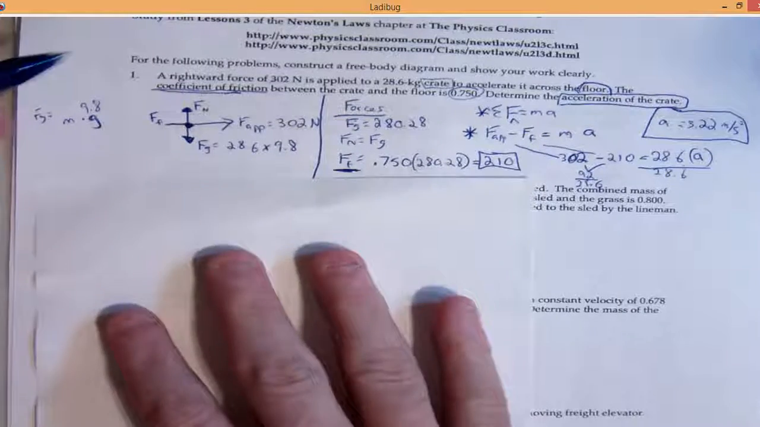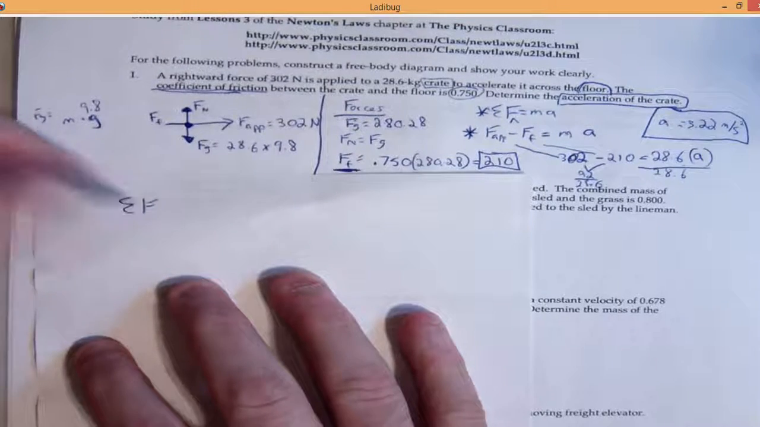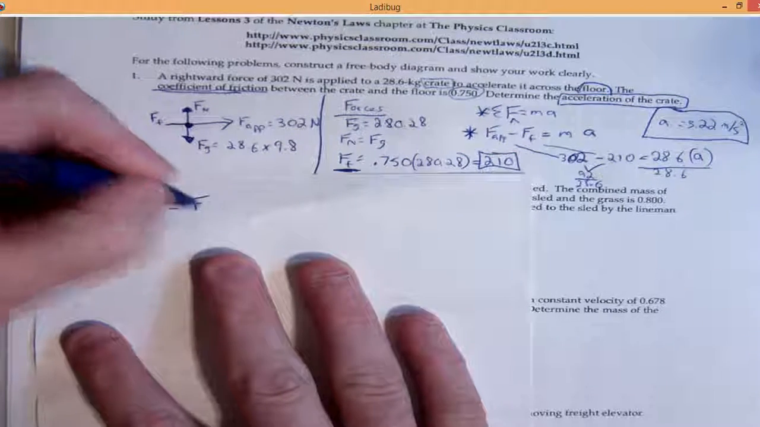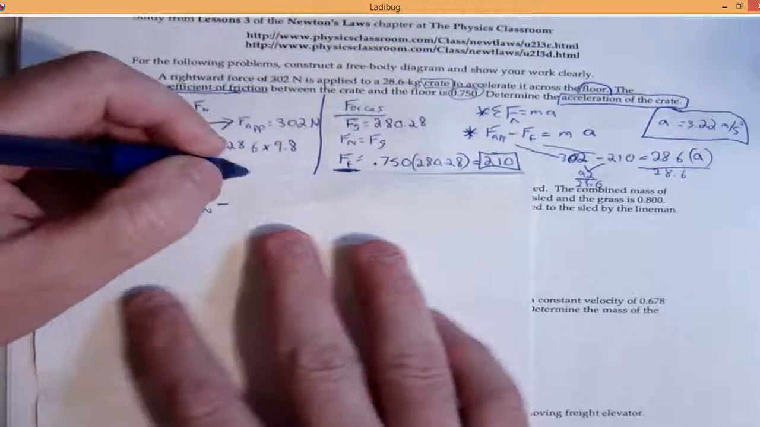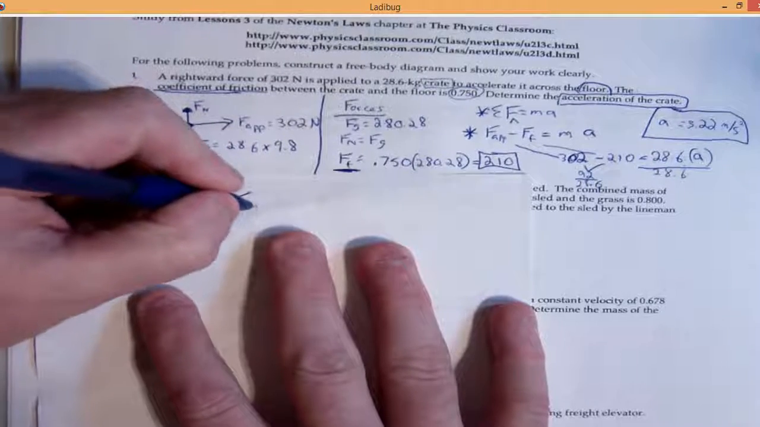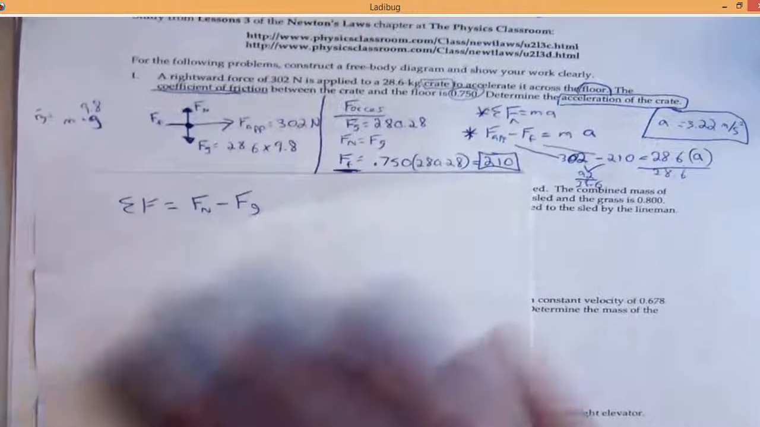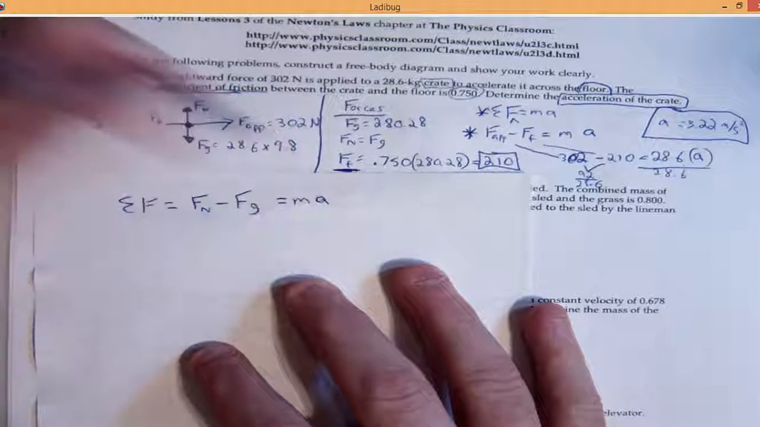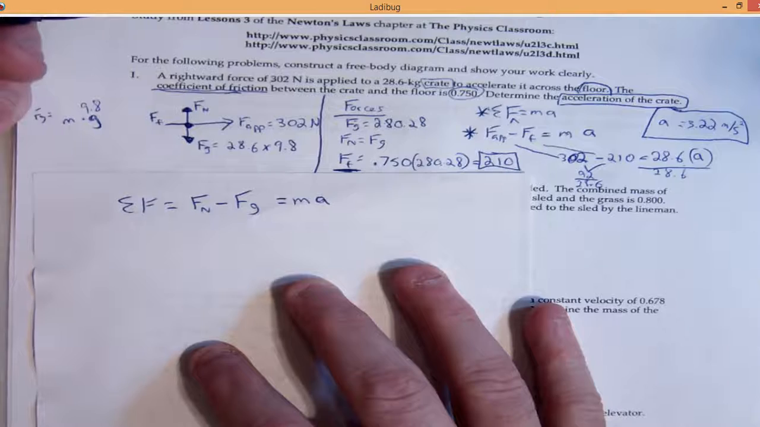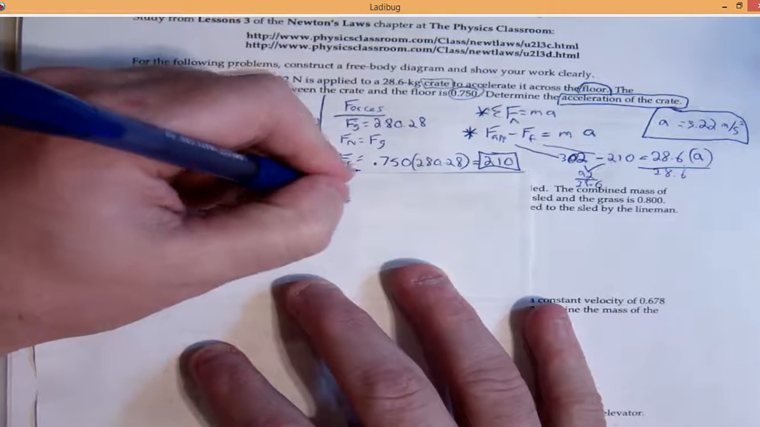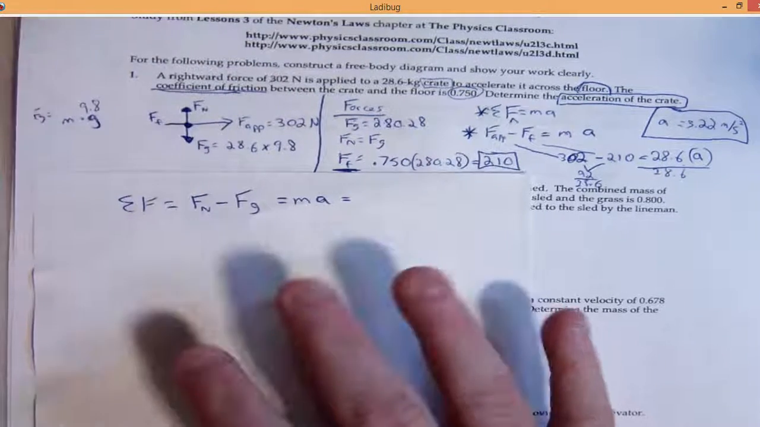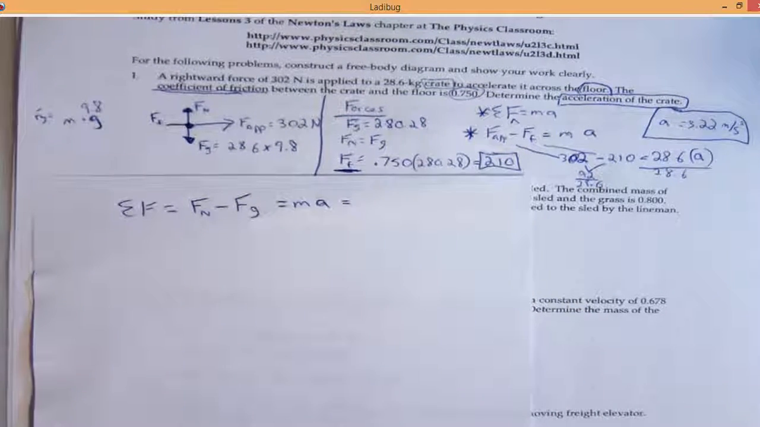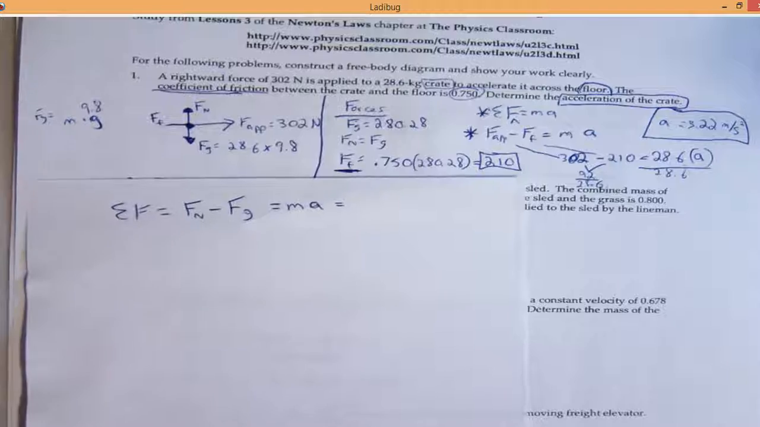So we know that the overall force equals the normal force minus the force of gravity, okay? And we know that equals mass times acceleration. So bear with me, I know this is a lot of equal signs, right? So let's take it one step at a time. Let me get something to break this up a little bit.